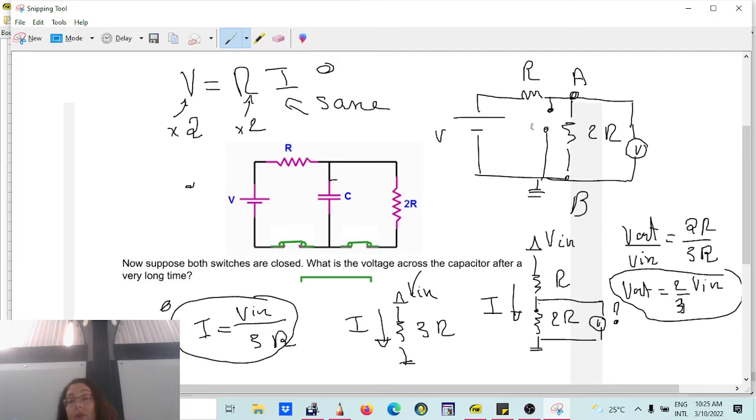So when you are finding the voltage here, you use Ohm's law, so V equals the resistance 2R multiplied by the current, and you get the same thing. It's just a shortcut. It's called the voltage divider. It's to go faster, but if you want to go the long way, you can do that too. Okay.